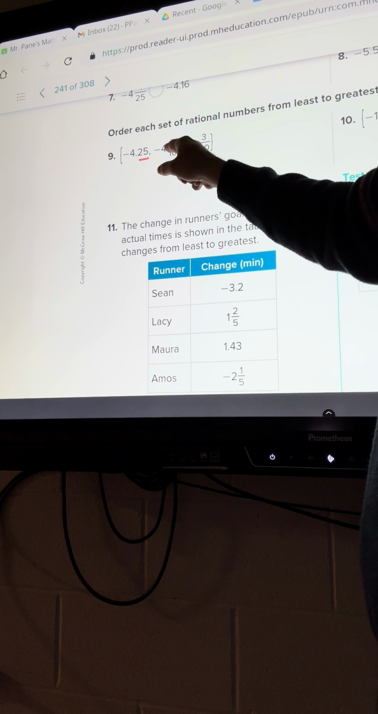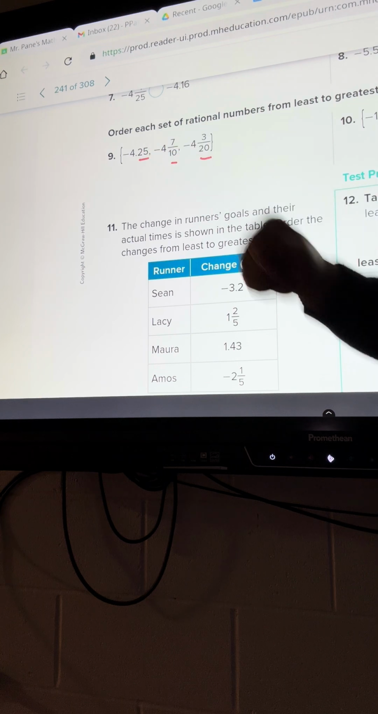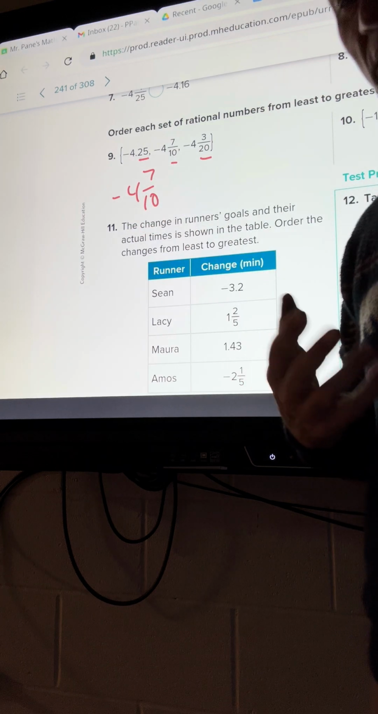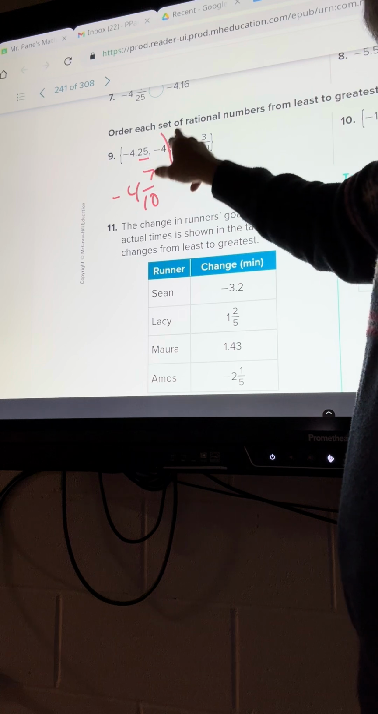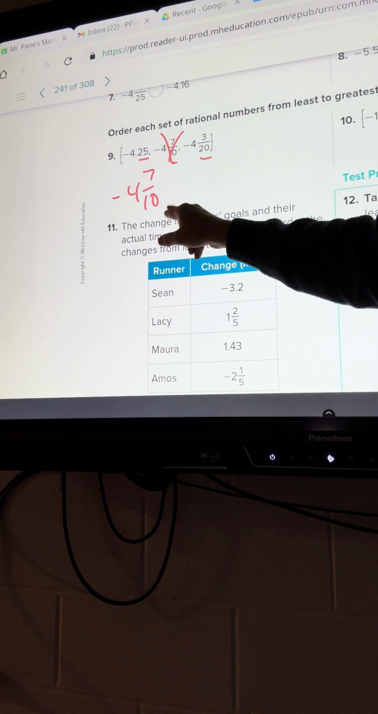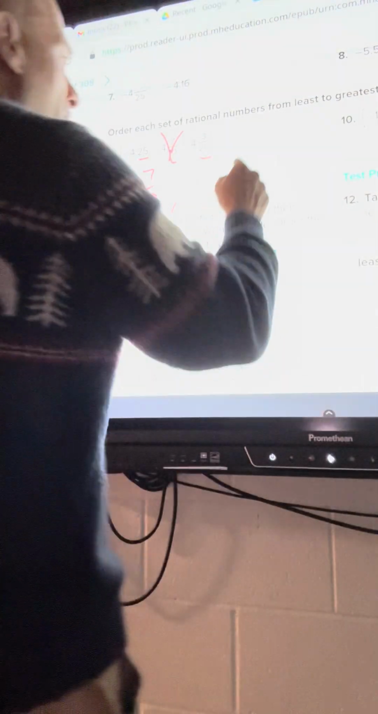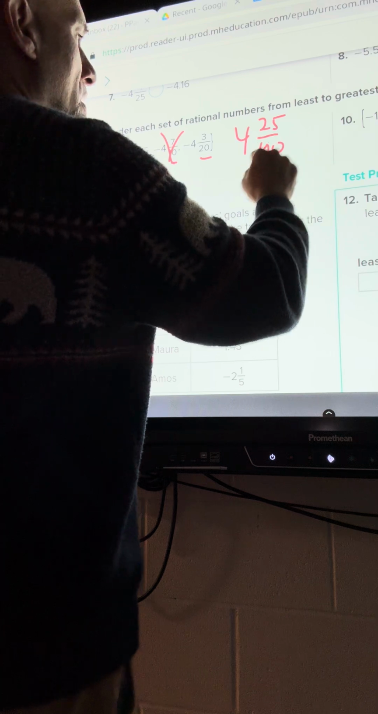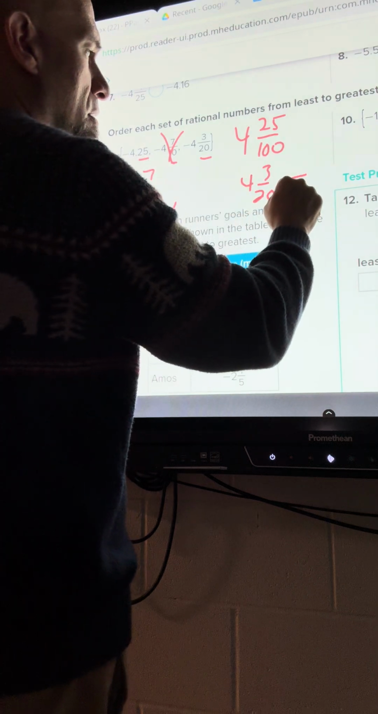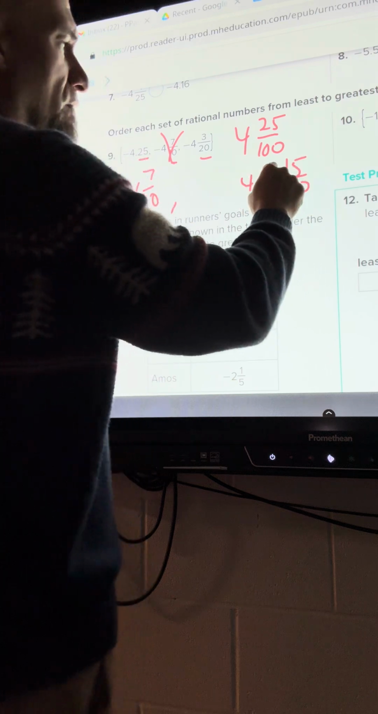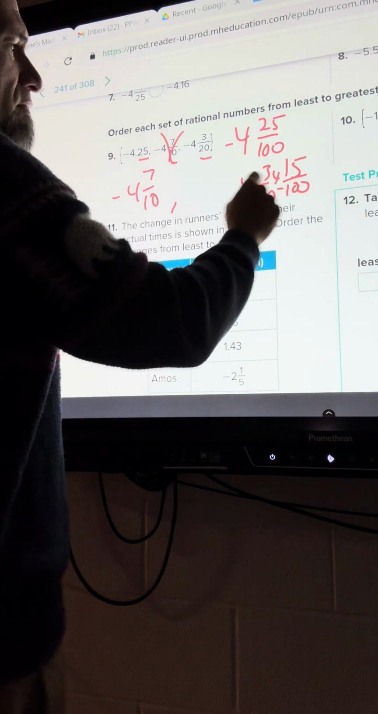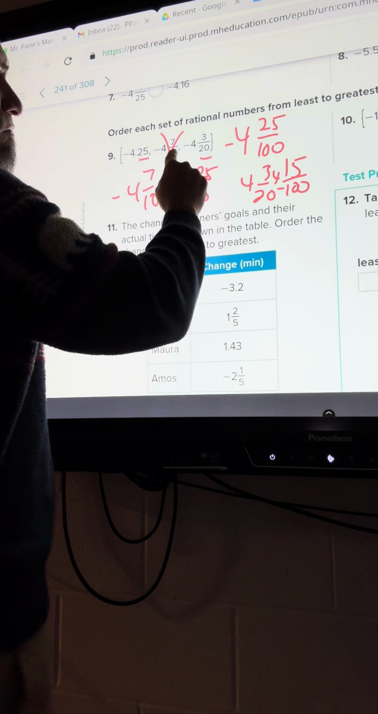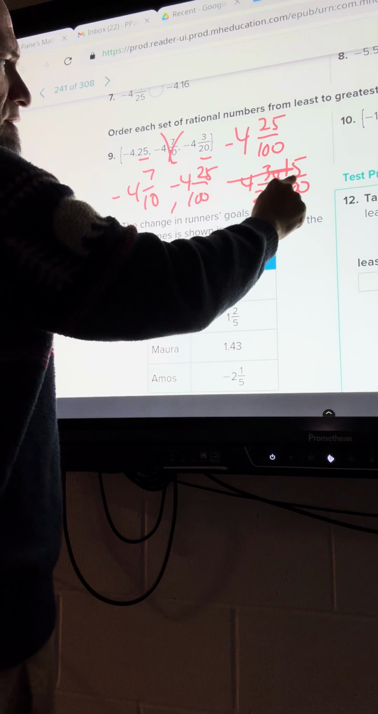Negative 4 and 7/10ths, this is more than negative 4.5. The other two are both less than negative 4.5. So for negative 4 and 7/10ths, we could also use some of our knowledge of 1/2 to help us there. That's going to be the biggest absolute value. That's going to be the furthest to the left. So now you just have to focus in on negative 4 and 2/5ths and negative 4 and 3/20ths. You could change 2/5ths to hundredths, or 3/20ths to hundredths by multiplying by 5. This would be 4 and 15/100, both with negative. And of course, negative 4 and 2/5ths would go next. And negative 4 and 3/20ths would be the biggest.